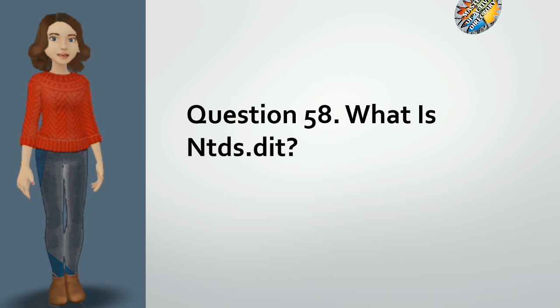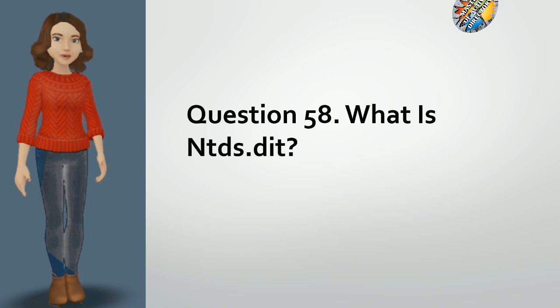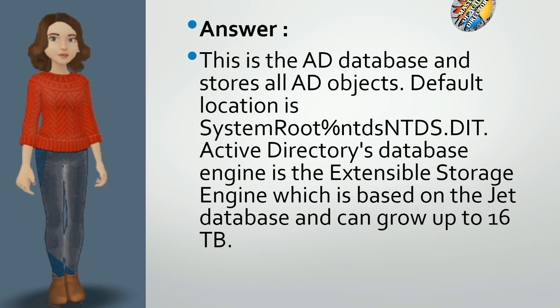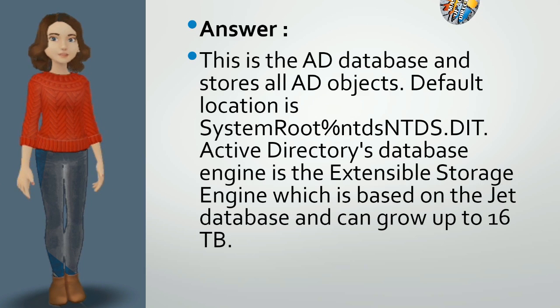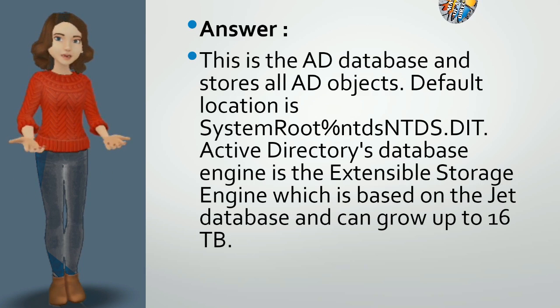Question 58. What is Ntds.dit? Answer. This is the AD database and stores all AD objects. Default location is the system root \NTDS\NTDS.DIT. Active Directory's database engine is the Extensible Storage Engine, which is based on the JET database and can grow up to 16 terabytes.